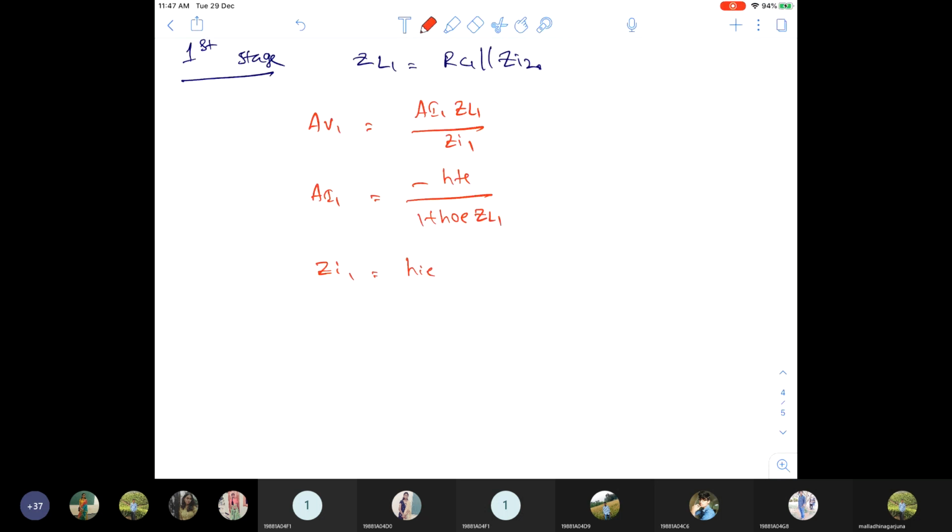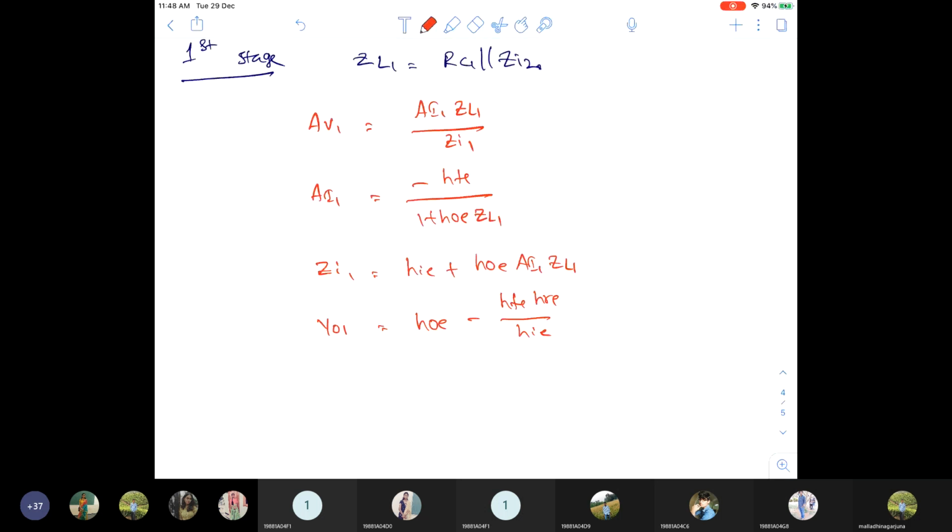ZI1 equal to HIE plus HOE A1 into ZL1. Y01 equal to HOE minus HFE HRE by HI. Same formulas, same procedures. Only thing is the second suffix 2 is replaced with 1. Why? Because this is the first stage.